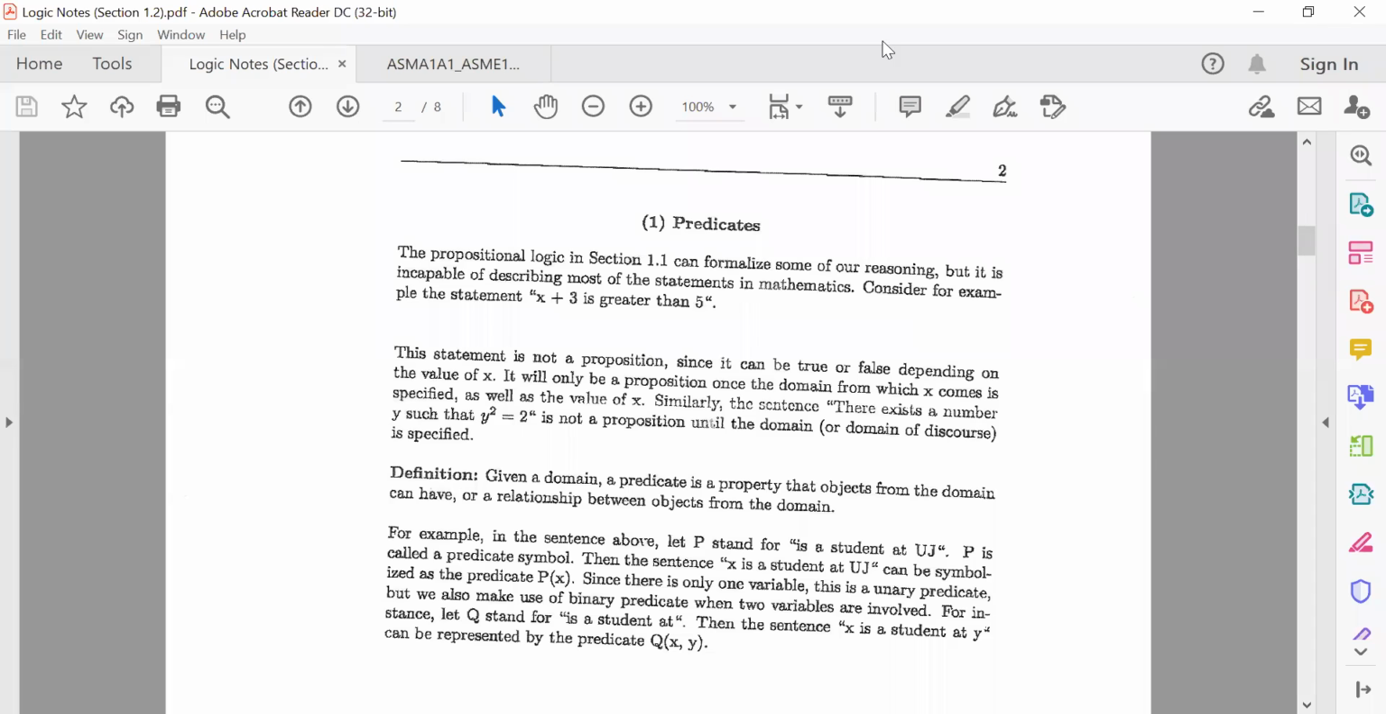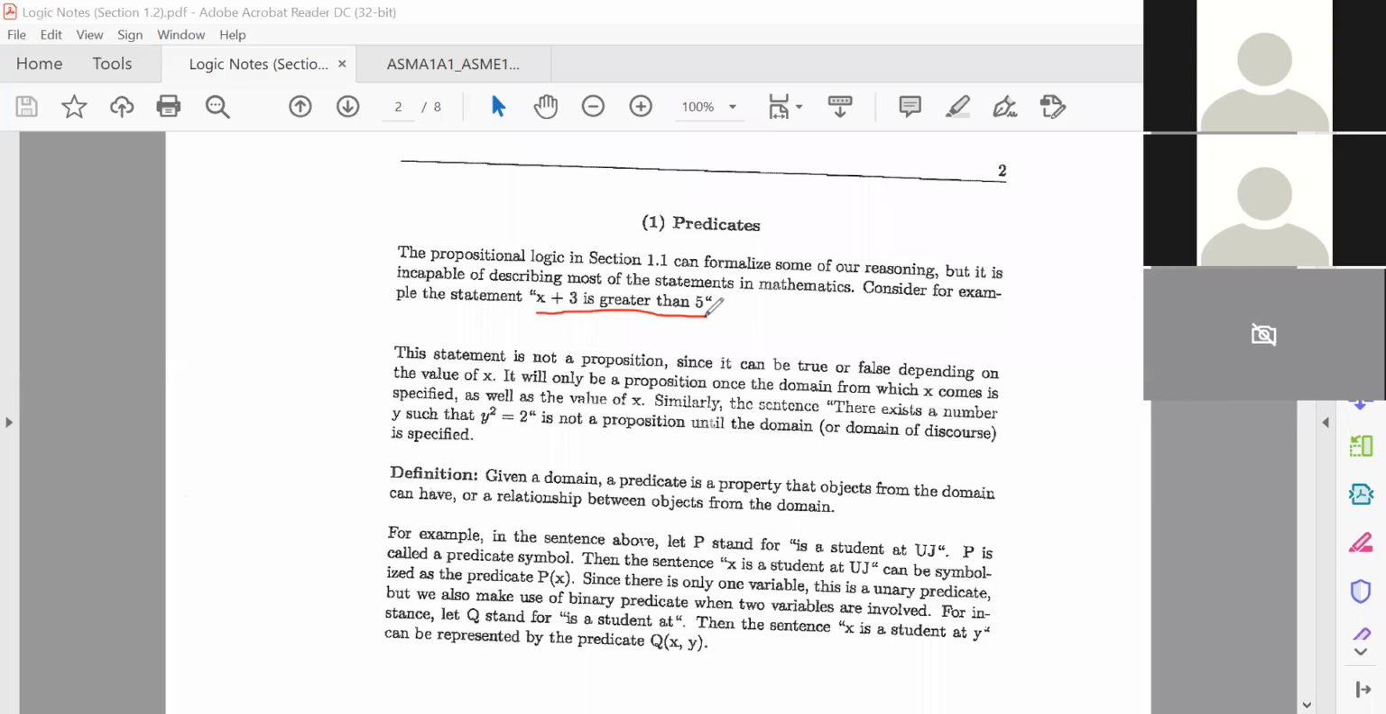Now, if I introduce a variable, for example, let's look at the statement here: x plus 3 is greater than 5. Obviously, with this statement, you can't say if it's true or false, because it can be either. It can even be both. The reason I'm saying so is that it depends on the value of x. For example, if x is 2, you can say 5 is greater than 5, which is false. It's fine, it's a propositional statement. But if you don't know exactly what x is, this statement can be either true or false.